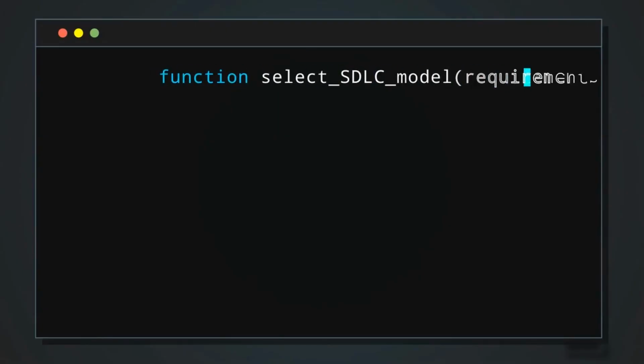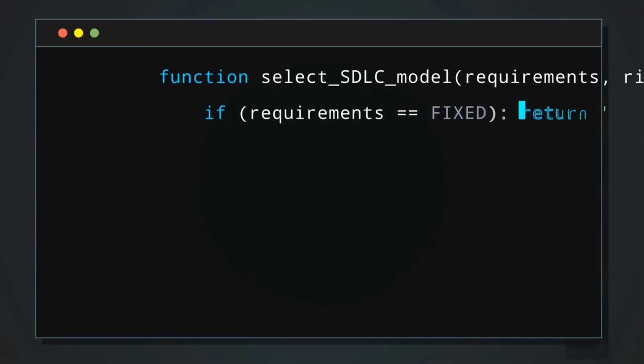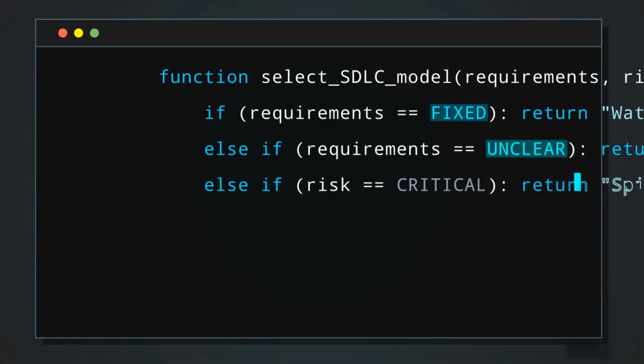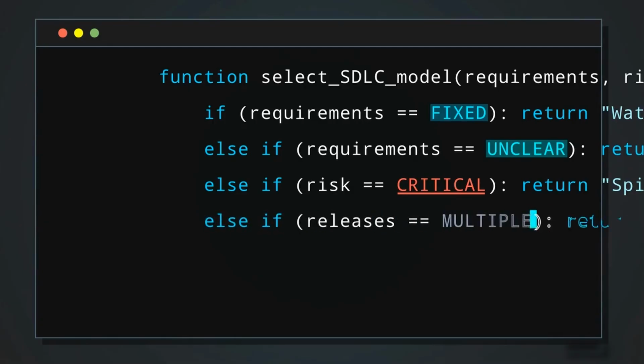This code block represents the mental decision tree. We define a selection function that evaluates our project variables as inputs. The logic executes in order. If the project requirements are absolute and fixed, the system selects waterfall. If the client is unsure of what they want and requirements are unclear, the logic points toward prototype to extract that data. If the project carries severe physical or financial danger, the protocol prioritizes safety and selects spiral. And finally, if the product requires continuous iteration and multiple market releases, the logic selects evolutionary.